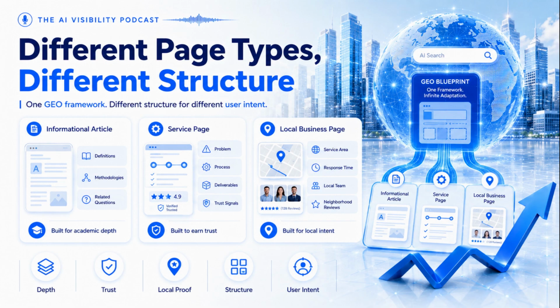So what does this all mean in practice? Let's look at how he adapts this. If I'm writing an informational article, say, a page answering what is GEO, how does the template shift? For an informational piece, Schneppat says the page needs to lean heavily into definitions, detailed methodologies, and exploring related questions. Okay. The goal is academic depth. It must be comprehensive enough to earn its status as a primary source.